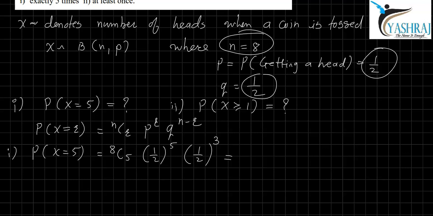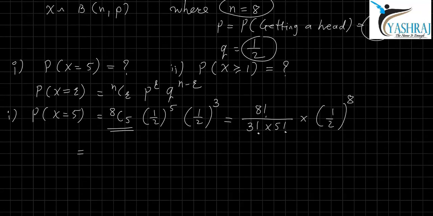Now for finding the formula for 8C5, we have 8 factorial divided by 8 minus 5 becomes 3 factorial into 5 factorial, into half to the power 5 plus 3 becomes 8. Now try to convert this 8 factorial in terms of the 5 factorial.